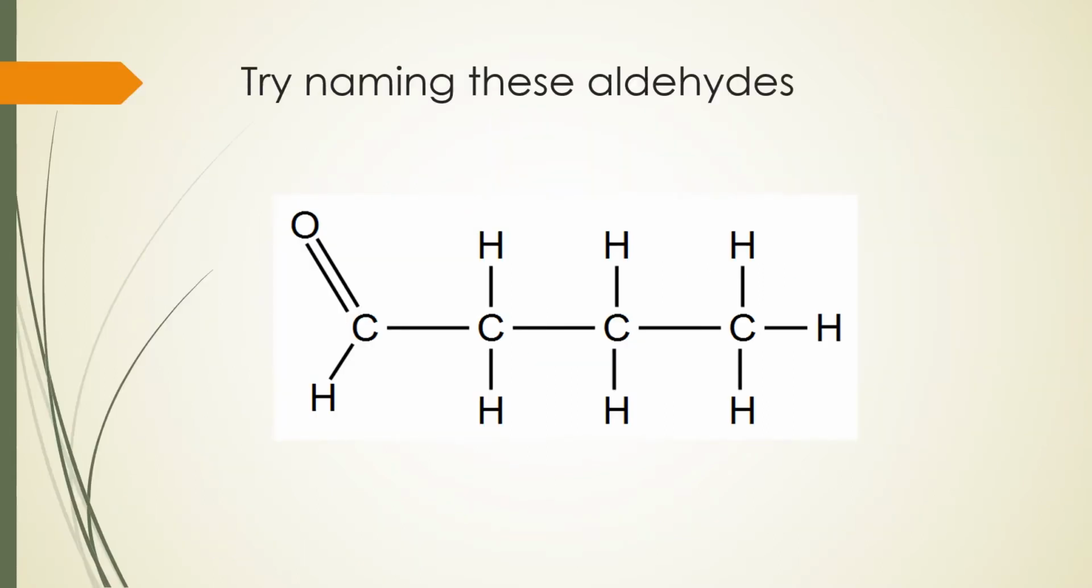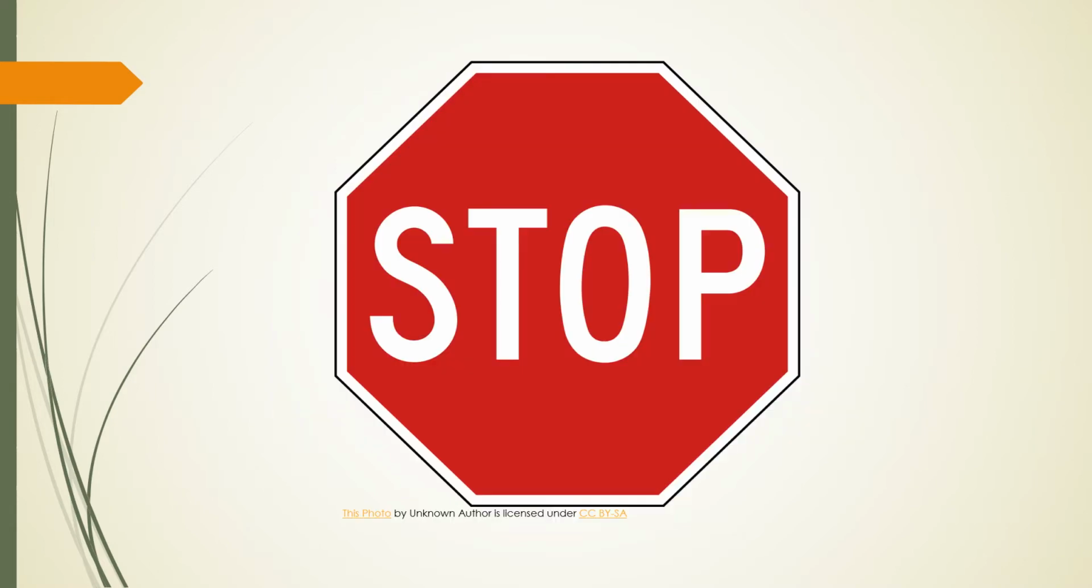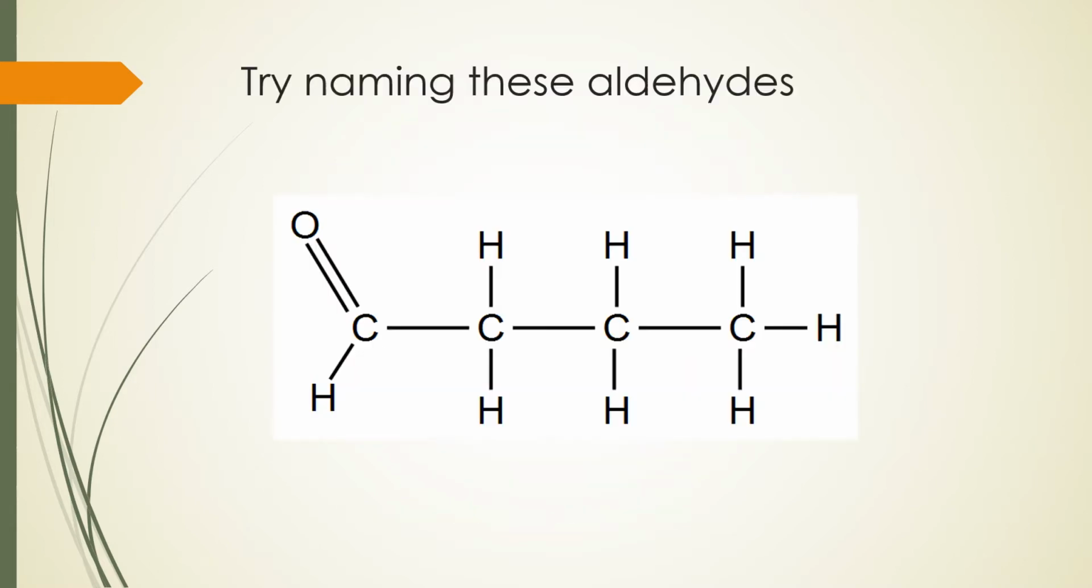Now I'd like you to try and name these aldehydes. You will need to stop the video, have a go at the question, and then check the answer. So here is our aldehyde group. 1, 2, 3, 4. So it's butanal.